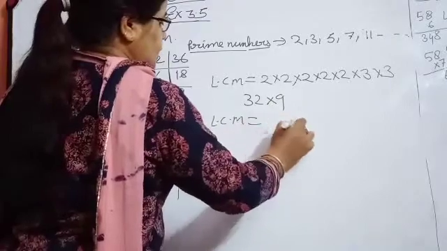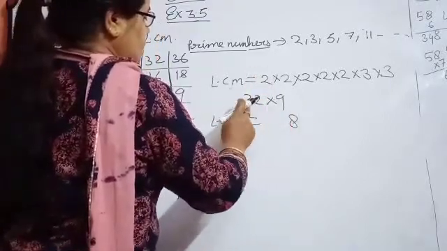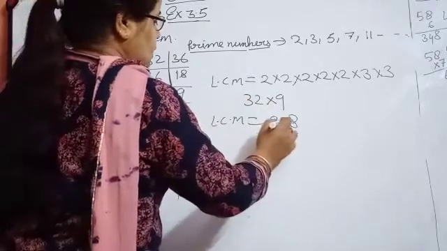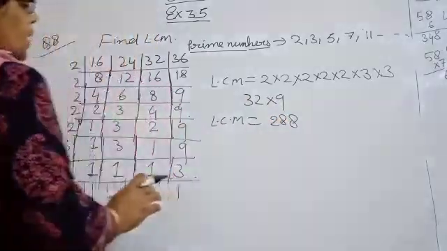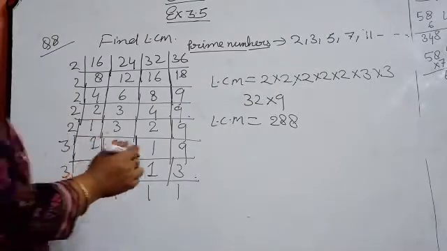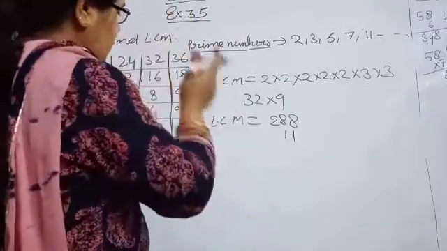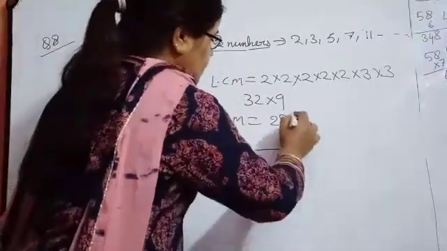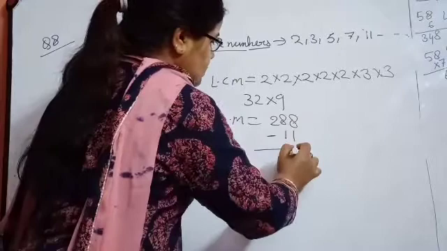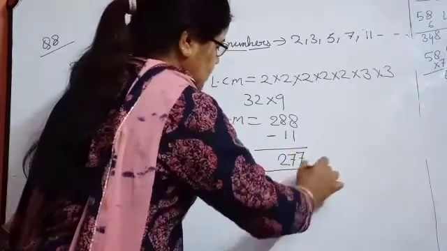9 twos are 18, 1 carry. 9 twos are 18, 1 carry. 9 threes are 27 and 1 carry makes 28. It will be your 288. Okay, now see what he is saying: find the LCM and subtract 11 from it. So subtract 11: 8 minus 1 is 7, 8 minus 1 is 7, and so 277.